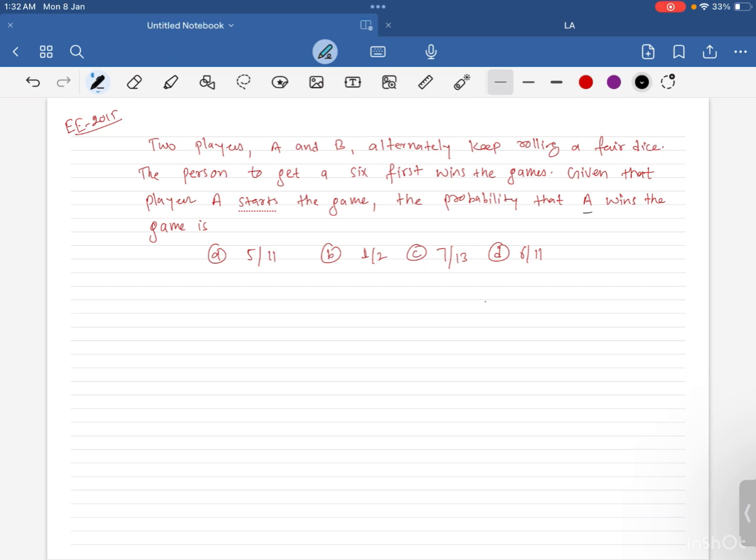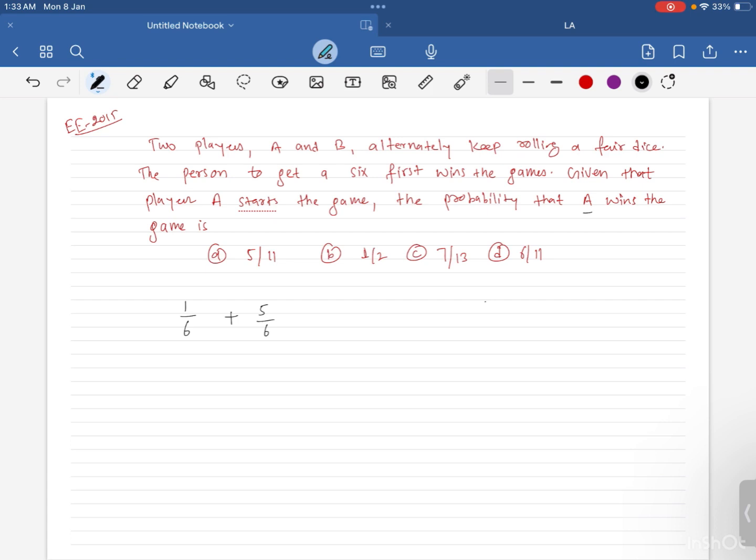Who starts the game? A is going to start the game. So it may happen that A rolls the die and he wins the game. That means he is going to get the 6 on the first roll. So this is the probability, right? Or it may happen that on the first roll he doesn't get the 6. That means he is getting 1 2 3 4 5, not 6. So the probability that he will not get the 6 is 5 by 6, right?